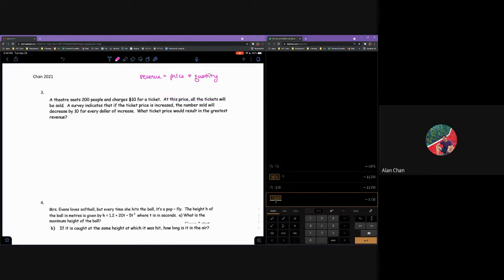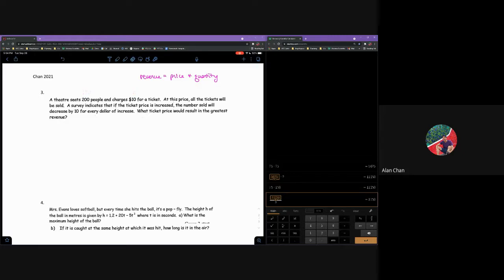Well, we need to define price and quantity a little more carefully. Now, normally, how many tickets do we sell? We sell 200. And normally, how much do we charge? We charge $10, right? So 10 times 200. That's our baseline. But what happens if we increase our ticket prices by $1? Well, then we have 190 people attend, and it's going to be $11, right?